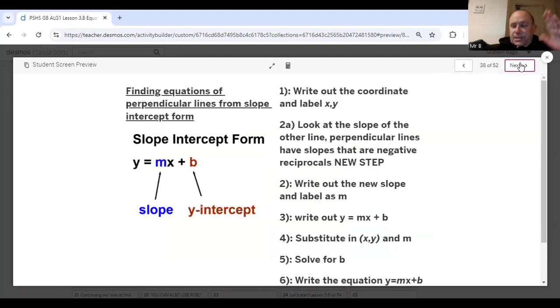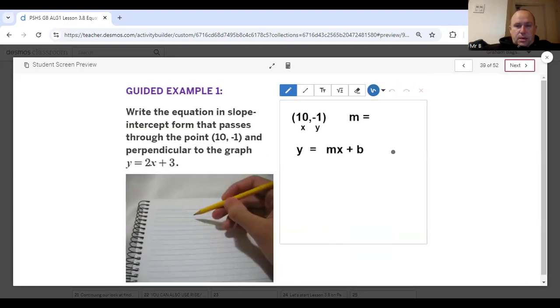So writing the equations, it's the same steps. The only difference is today, when they give us the slope, we've got to check if it says perpendicular. And if it does, we're going to do that flip and change thing. So looking at the example, write the equation in slope intercept form that passes through (10, negative 1). So step 1, write out the coordinate and label it. Step 2, perpendicular to y equals 2x plus 3. So I can see the slope is 2, but this is not parallel. This says perpendicular.